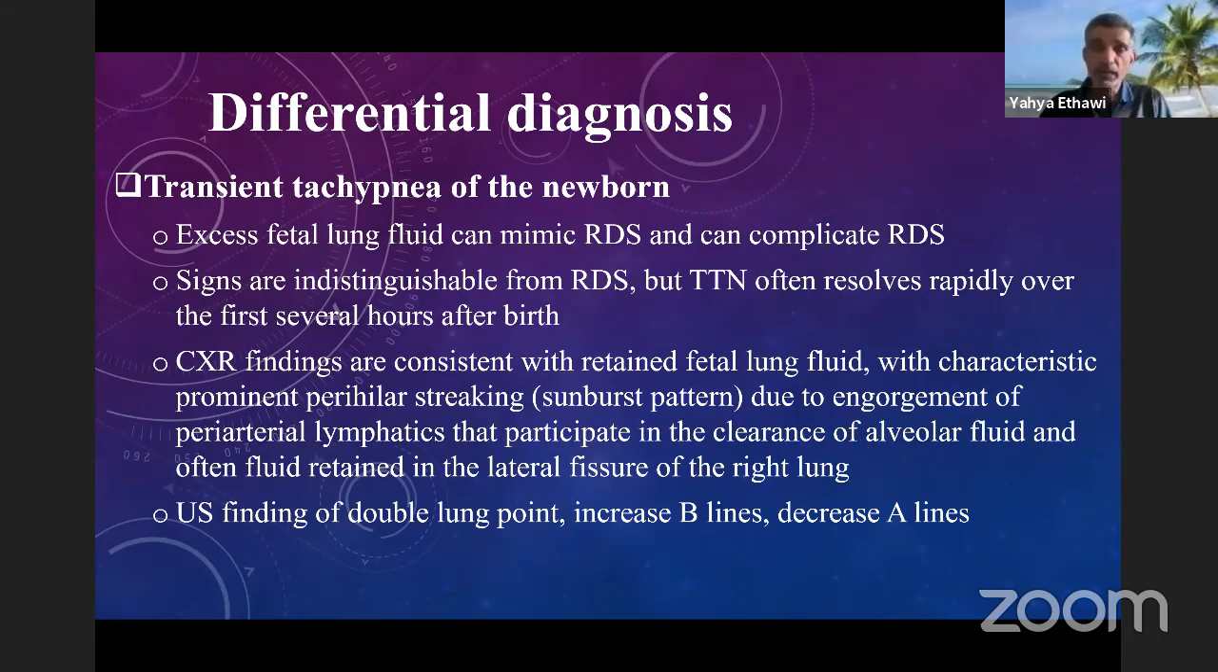What is the differential diagnosis? Transient tachypnea of the newborn. Now, we will not talk about it, but the X-ray finding, we've checked it: sunburst pattern. It's perihilar. It is non-homogeneous. Ultrasound: A lines, B lines, but the most important is the double lung point.